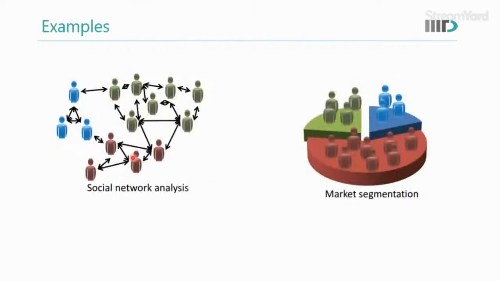So what are the real-world applications? For example, social network analysis. Let's say these are all the people who are connected with each other, and we want to see who belongs to the same group. They share similar features, these guys share similar features, and these guys share similar features.